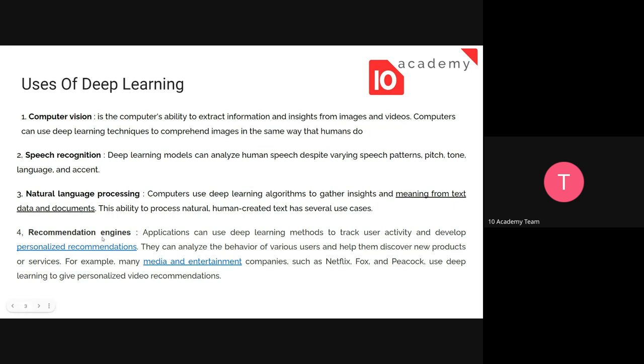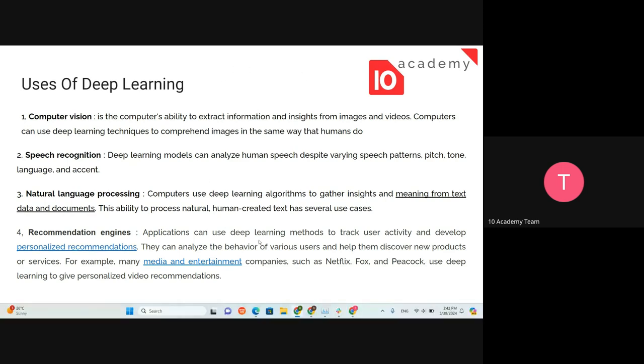And for recommendation engines too, we can use deep learning methods to track user activity and develop personalized recommendations. So they can analyze the behavior of various users and help them discover new products or services. Okay, so just recommendation, as we used to do before this. So those are easier concepts, right?